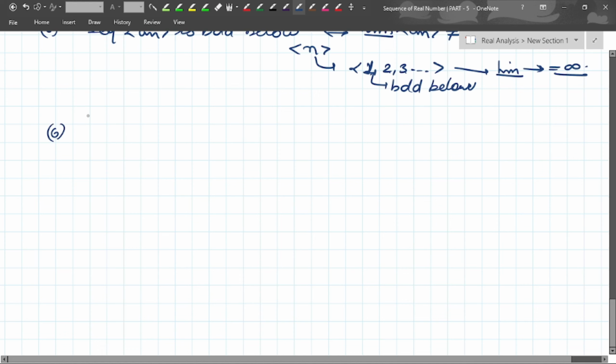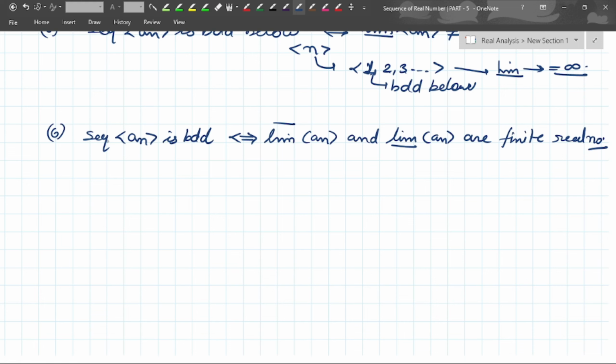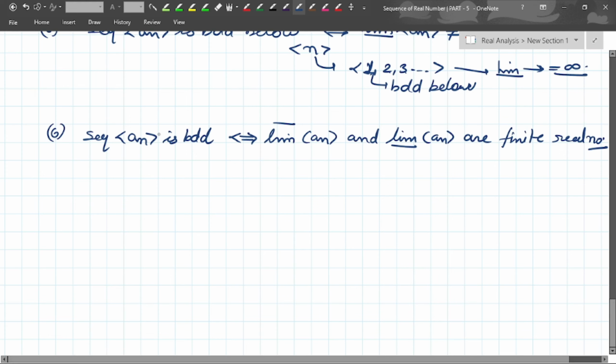So the sixth result is related to the sequence a_n being bounded if and only if the limit supremum of a_n and the limit infimum of a_n are finite real numbers. If the sequence is bounded, then limit supremum and limit infimum are finite real numbers. If limit supremum and infimum both are finite real numbers, it means my sequence is bounded.